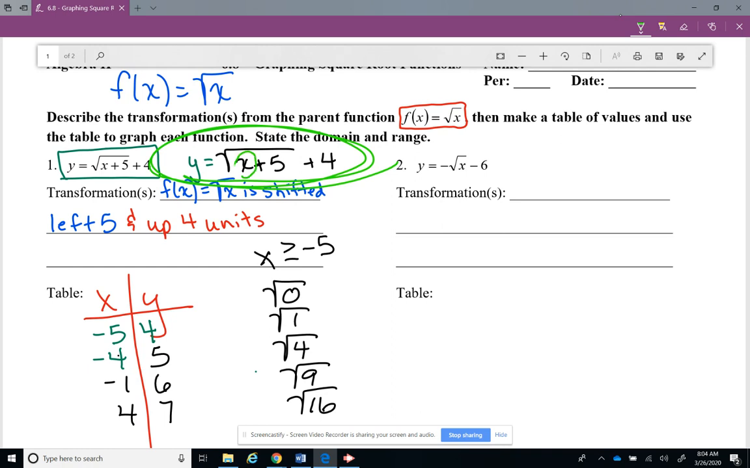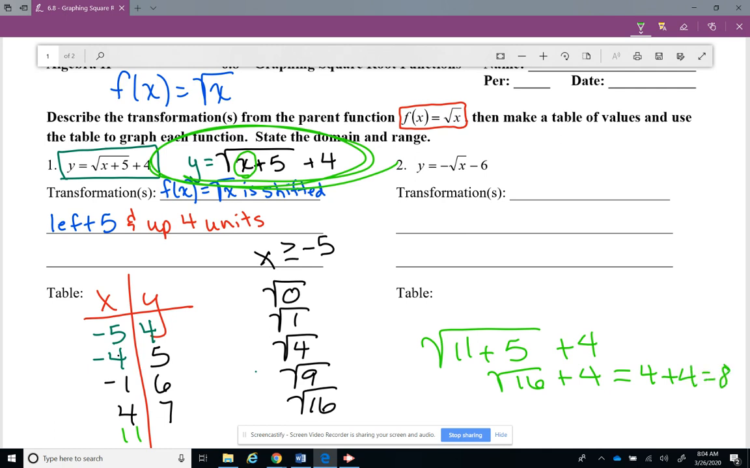What does x have to be? What number added to 5 will give you 16? And you're like, well, that's easy. 11. All right, then that's what we're going to put. We're going to put 11 in our table. 11 plus 5 is 16. The square root of 16 plus 4 is 4 plus 4, which is 8.